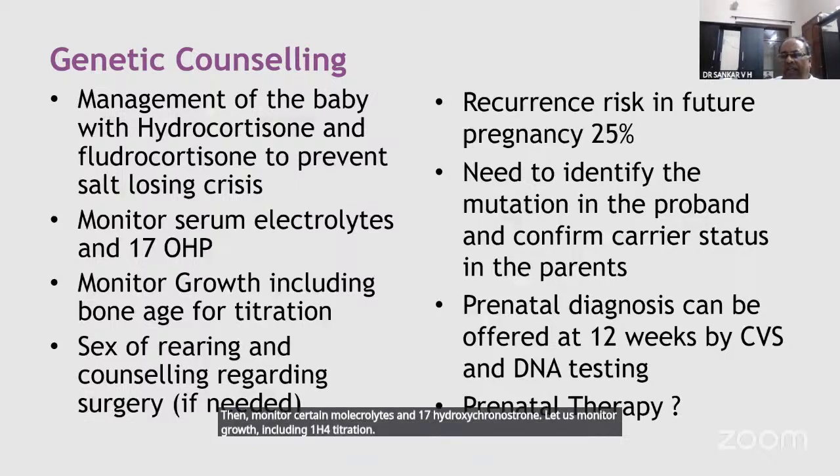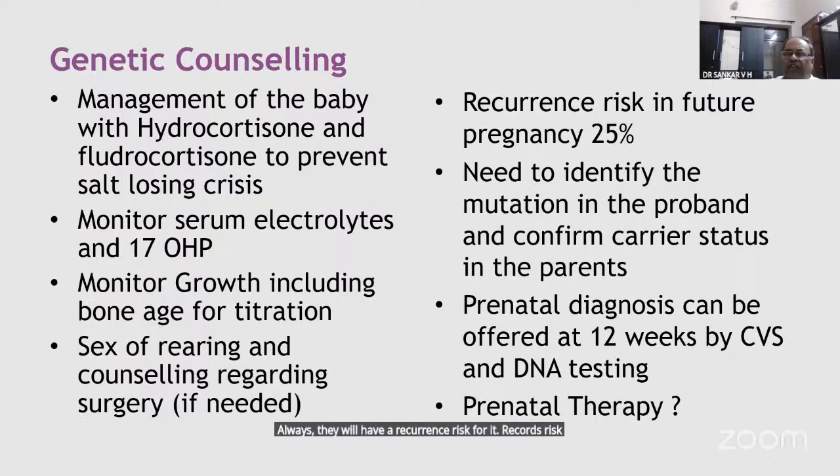Always, they will have a recurrence risk. Recurrence risk in future pregnancy is 25%. You need to identify the mutation in the proband and confirm carrier status in the parents. It is mandatory, because the CAH phenotype involves 5 or 6 proteins with 6 genes, and each gene has different types of mutational mechanism, so different tests are required. Without confirming the disease, prenatal diagnosis cannot be done. And there is also one major problem; I'm not going into detail, don't ask me because you will be more confused. There is a pseudogene in CAH, so it is very difficult to do the testing also.